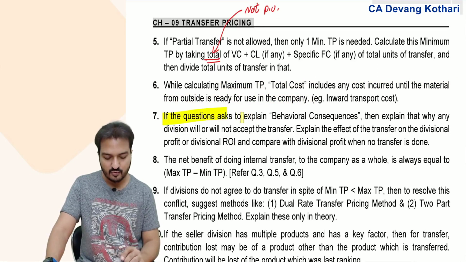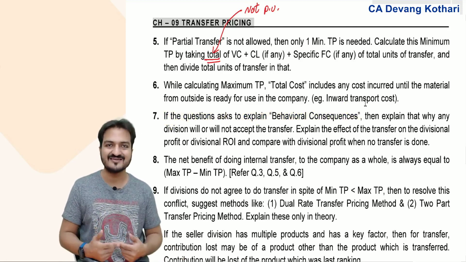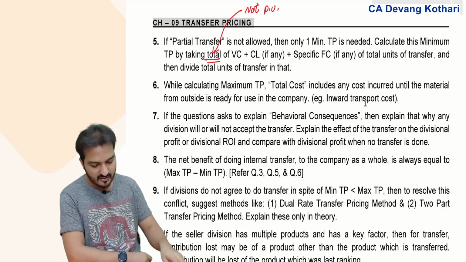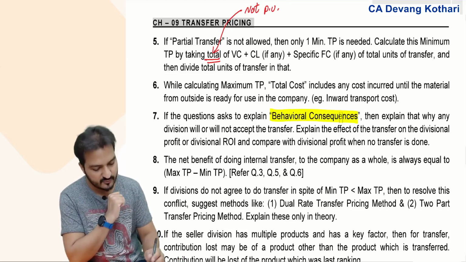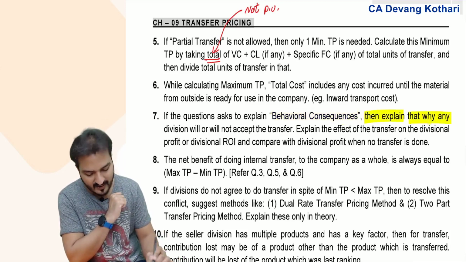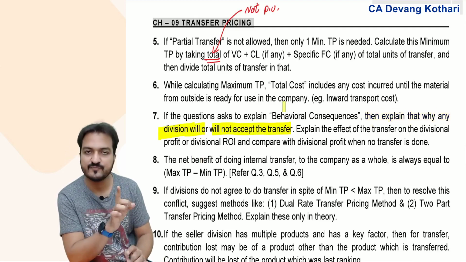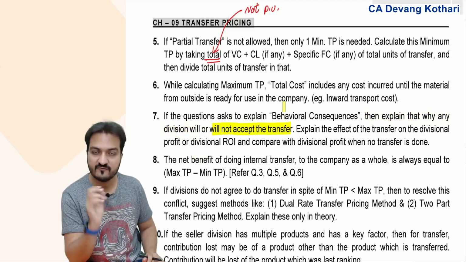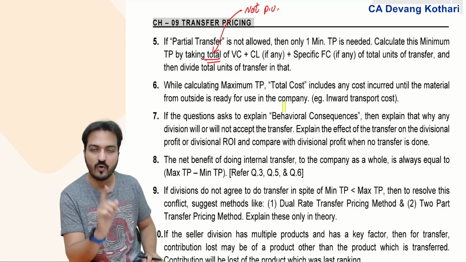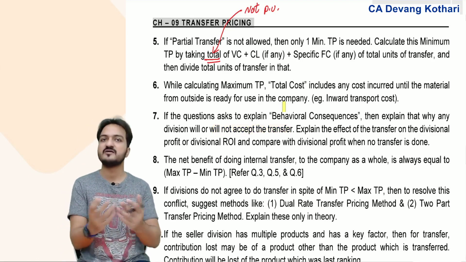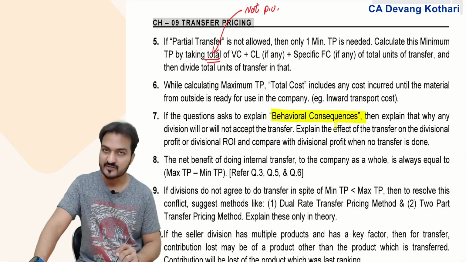If the question asks to explain behavioral consequences, in this chapter I'm also telling you how to write your analysis along with the analysis here. If the question asks you to explain behavioral consequences, what does that mean? Behavioral consequences means you explain why any division will do the transfer or why that division will not accept the transfer. Why division A decides that yes, it will transfer. Why division A decides that no, it will not transfer. Why division B would decide that it wants the transfer. Why division B would decide that it doesn't want the transfer. That you have to explain. That explanation is called behavioral consequences.